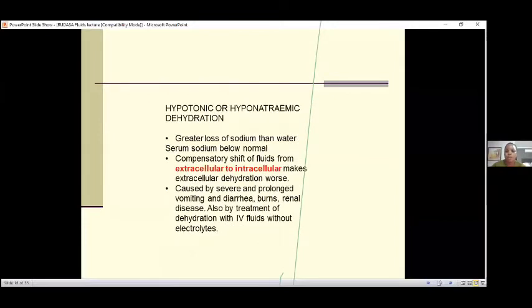Then there's hypotonic or hyponatremic dehydration, with greater loss of sodium than water. The serum sodium will be lower than normal. And then there will be a compensatory shift of fluids from extracellular to intracellular, which makes extracellular dehydration worse, and is caused by severe or prolonged vomiting and diarrhea. It can be caused by burns, renal disease, and also by treatment of dehydration with fluids without electrolytes. Something like dilutional hyponatremia.